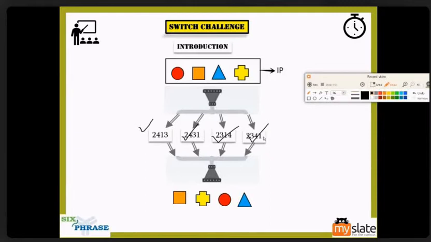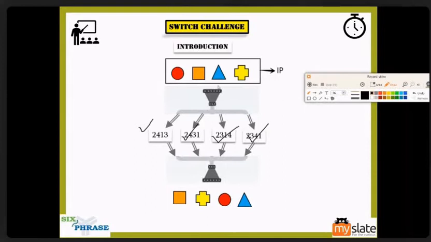If I program it to use the first route, then it will take this 2413. If I program it to take the second route, it will take 2431. If I program it to take the next one, and so on. So essentially it cannot go through all the paths. It is not like one shape will go through one path and the other shape through another path. No, it is not like that.